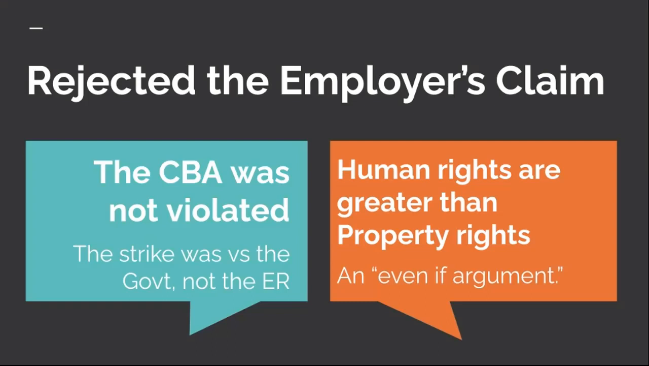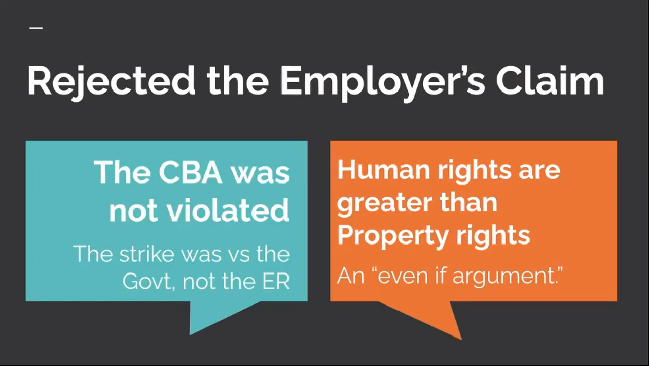Isn't the first human right in the Bill of Rights the one about life, liberty, and property? Wouldn't it have been better just to rule that there was no violation of the CBA and just keep it at that, rather than doing an even-if argument that might diminish the consistency of principles?